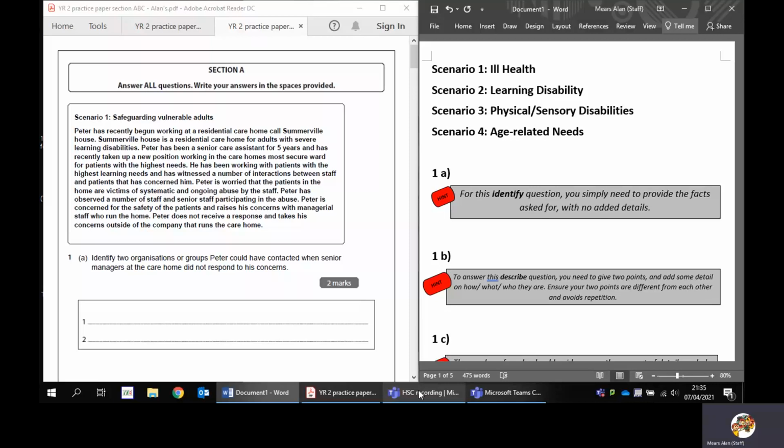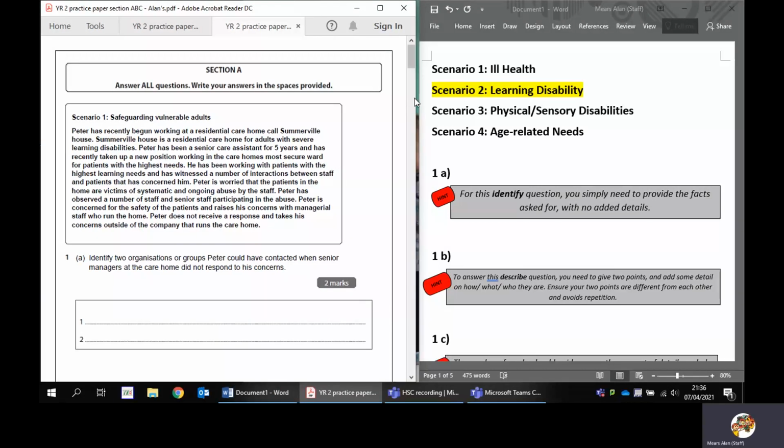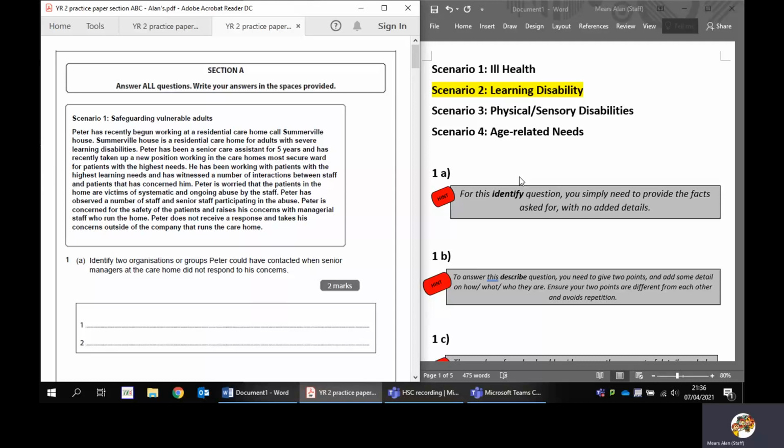There's 3 sections to it. I haven't done 4. So you've got A, B and C in the same way that your exam paper would look normally. Now, the first section here, I've got safeguarding vulnerable adults. That wouldn't be what the first section of the exam paper is. Scenario 1 is always ill health. But with this question, it's about learning disabilities and supporting people with learning disabilities. So actually, this question would be scenario 2. So there are a few issues with how I created the paper, but more or less we can use it the same way.